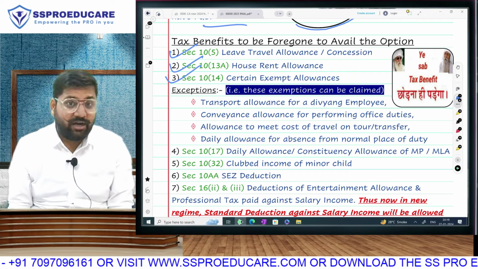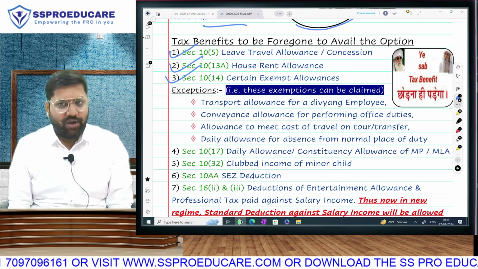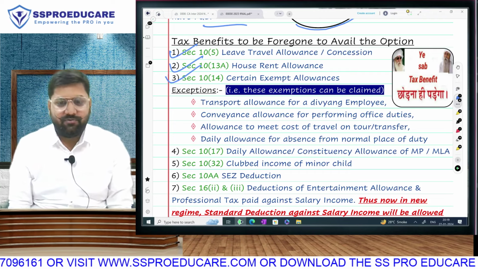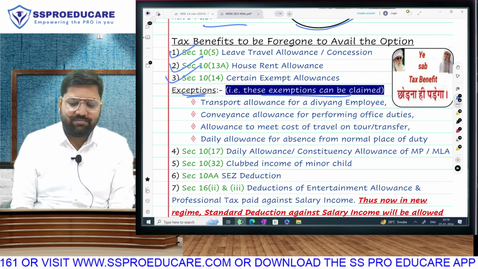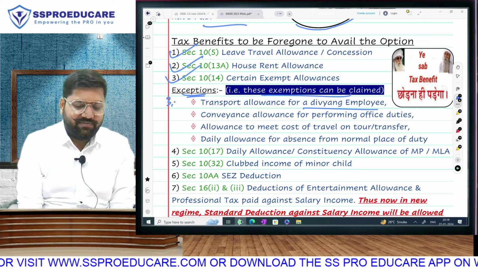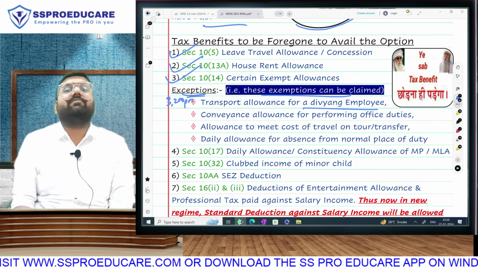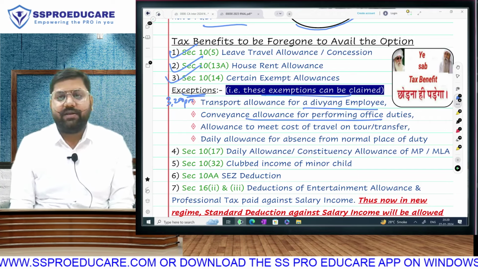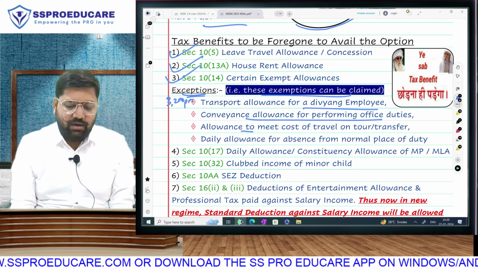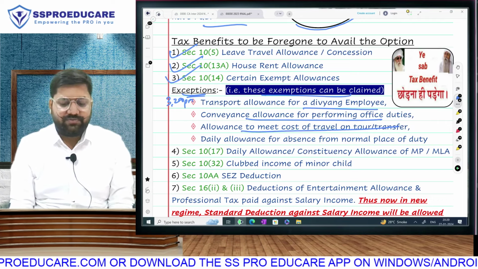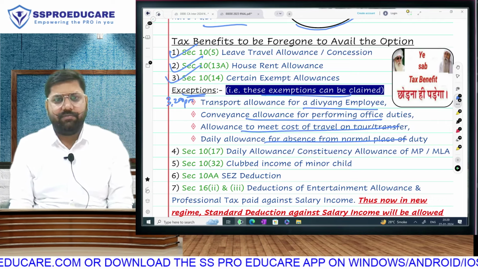will not be allowed, like children education allowance, children hostel allowance, tribal area allowance will not be allowed. But following are exceptions. These exemptions can be claimed. Transport allowance for a Divyang handicapped employee, we get 3,200 per month maximum. Conveyance allowance for meeting office duties, these are expenses. Allowance to meet cost of tour travel transfer, daily allowance for being away from normal place of duty.